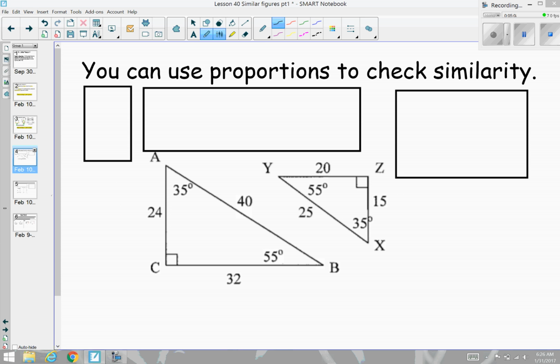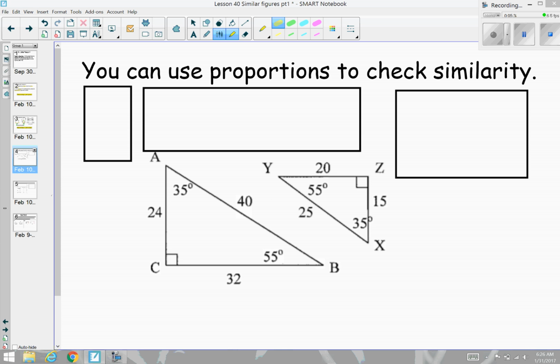Great. Okay, well, let's look at some more examples. Here we have two shapes, and this is a little more challenging because in this case, our shapes look like they're similar, but they're not facing the same direction. So this is going to take a little bit more evaluating of the picture to see if they are similar figures or not. So again, the first thing we need to do is check their angle measurements and see if they are congruent to each other.